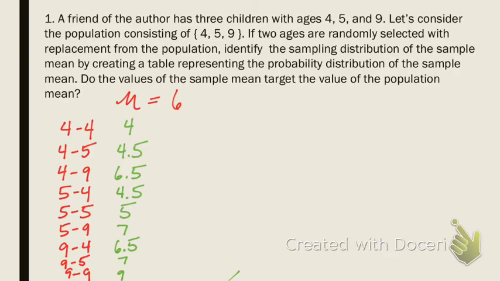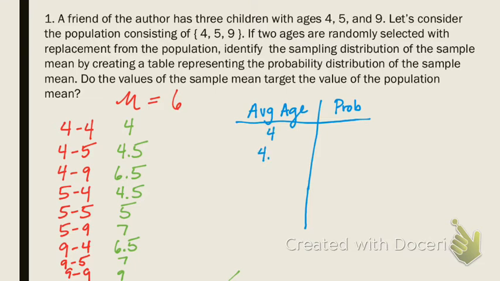It wants us to create a table. So my table is average age and then probability. So I'm going to list all of my average ages. And you don't need to list the repeats twice. You only need to list them once. So we have 4, 4.5, 5, 6.5, 7, and 9.